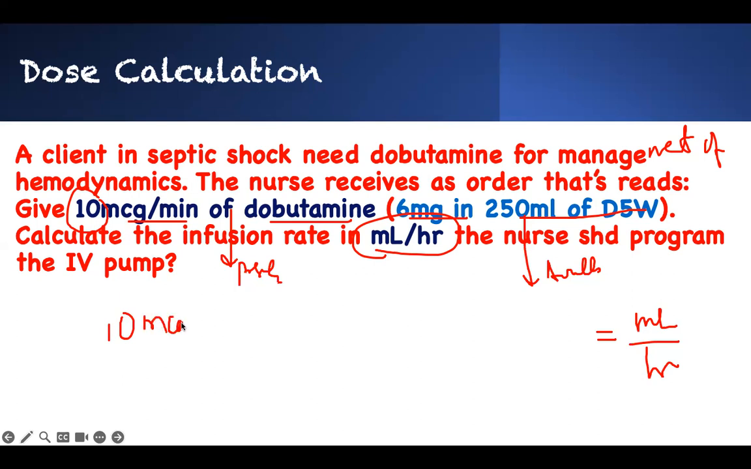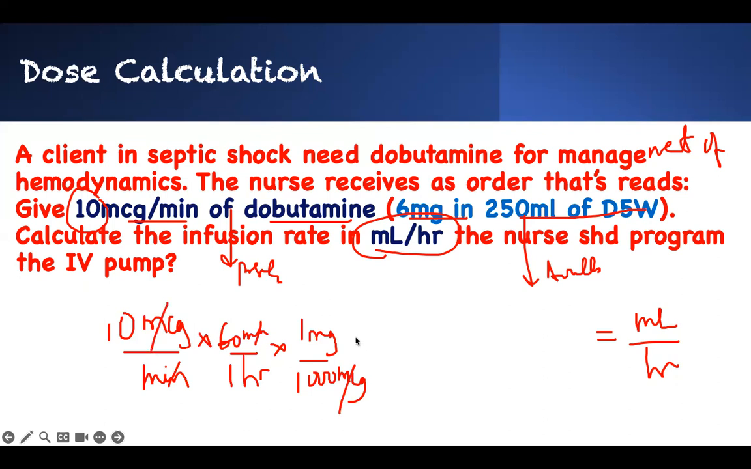This is microgram in a minute. My answer choice has to be in what? An hour. So I convert this minute into an hour right away. 60 minutes, an hour. And so I cancel this. Straightforward. I see that there is a milligram here. I need to convert this microgram into milligram. So I have what? 1 milligram is what? 1,000 microgram. So I've taken care of that so that we can have this cancel out.